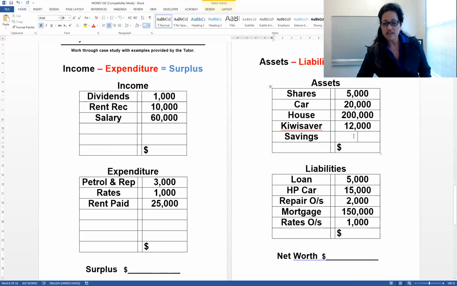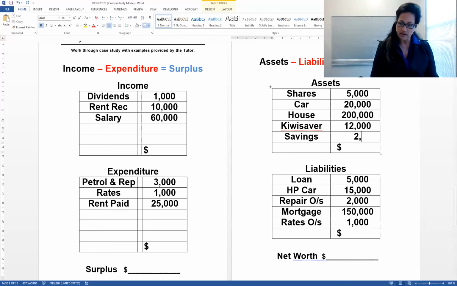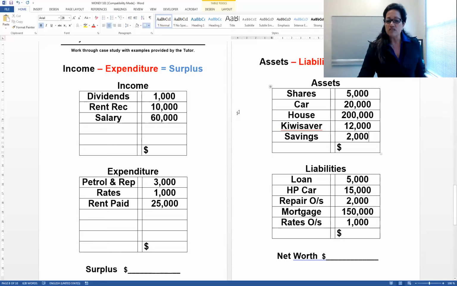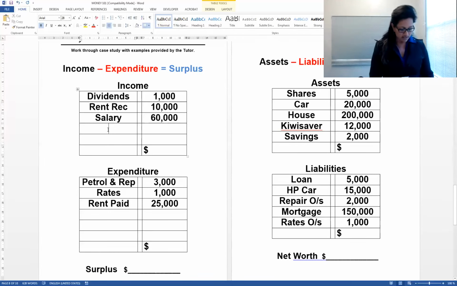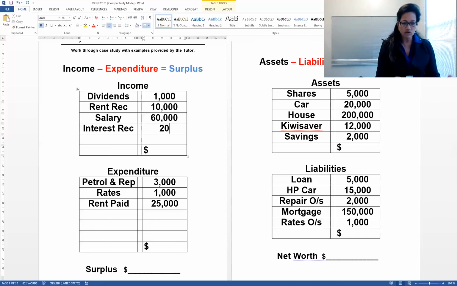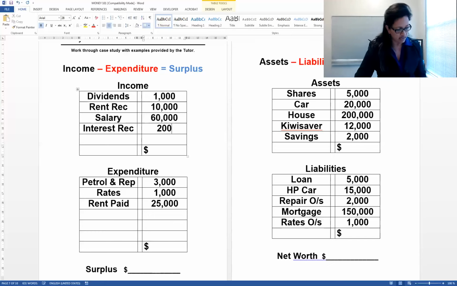The savings, we know, is an asset of hers. She's got money in the bank of $2,000. She earns a little bit of interest from that savings account, and the interest she earned this year was $200. Not a lot of money off a savings account at the moment, as we all know, but she's earned some interest of $200, and she just wants to record it as all the sources of income that she gets at the moment.